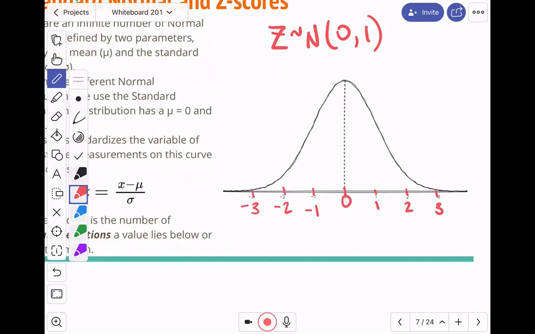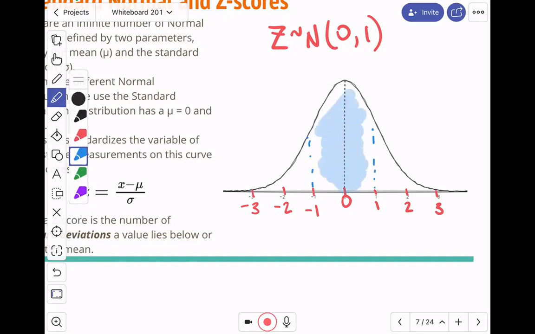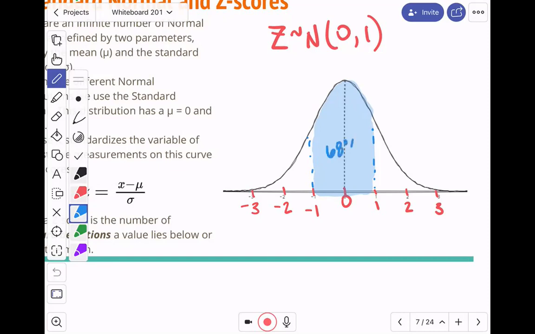By the way, can anybody remind me how much data sits between these two values right here? How much data sits inside of here? 25, 50, something like that. Try it again. 33%. Keep guessing. Isn't it like 67 or 68? 68%. Thank you. It is 68%. This is 68% inside of here, by the way.